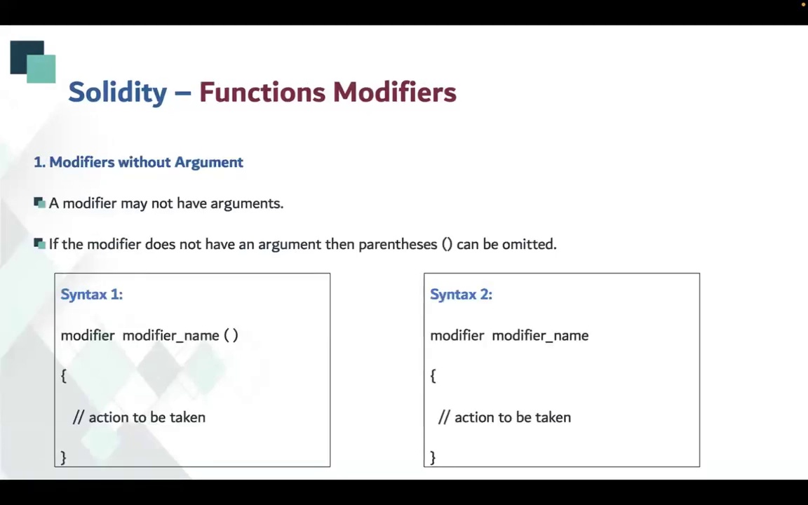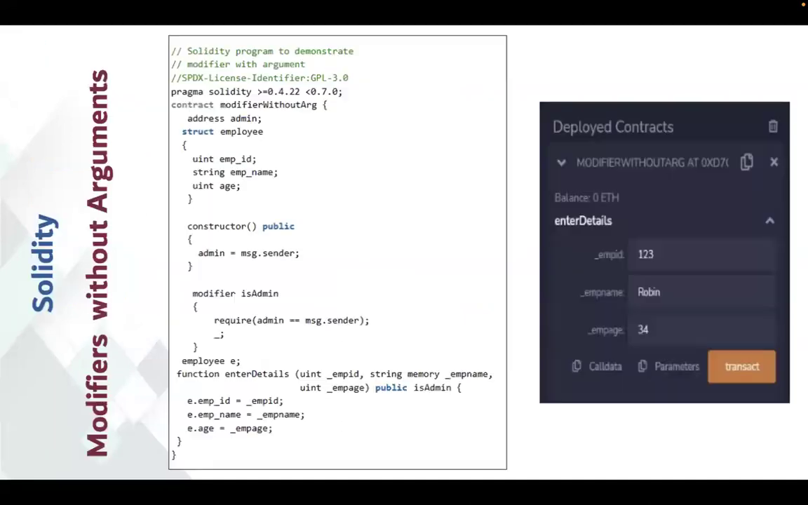Actually, a modifier can be designed with or without arguments. As you can see here, creating a modifier without arguments is straightforward. You can define it with or without parentheses. Both declarations are valid and function the same way. Let's examine a practical example to see how a modifier without arguments is used in a smart contract.